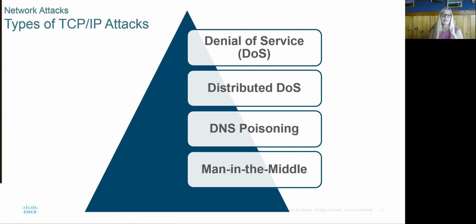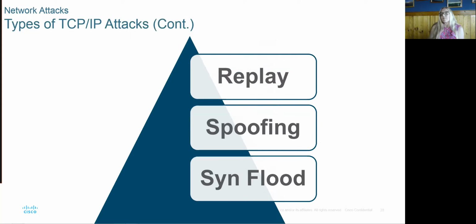Man in the middle, of course, is an attack where an attacker intercepts communication between two hosts, and you don't even know that that person is there. We also have replay attacks, and that's a type of spoofing attack where the attacker captures an authenticated packet, alters it, and then sends it to the original destination. Spoofing is an attack where the attacker forges an IP address to gain access to the resource. And then a SYN flood attack, where the attacker exploits the TCP three-way handshake and leaves it hanging there.